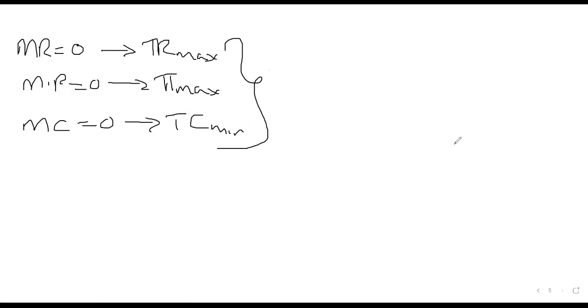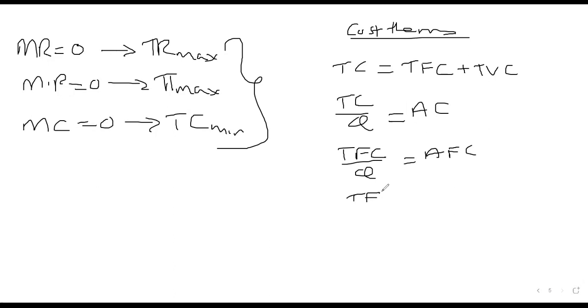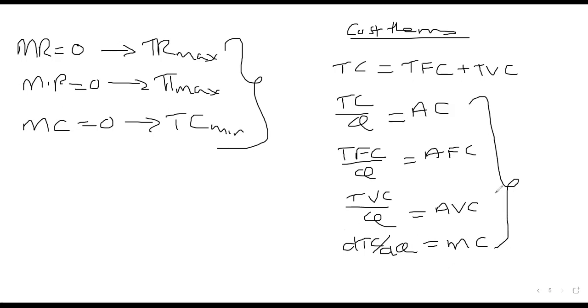Okay. So this takes us to what is called cost theory. Under cost theory, you must understand that total cost is given by total fixed cost plus total variable cost. So when you divide the total cost over quantity, the T becomes an A. So this is average cost. Total fixed cost divided by quantity becomes average fixed cost. Total variable cost divided by quantity becomes average variable cost. And when you differentiate our total cost over quantity, this is called the marginal cost. So these are very key and important points.